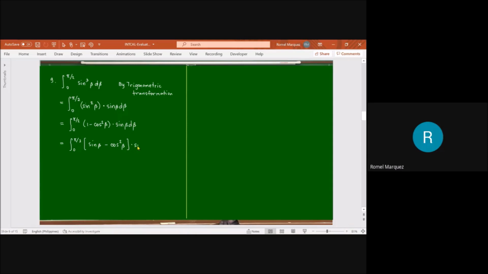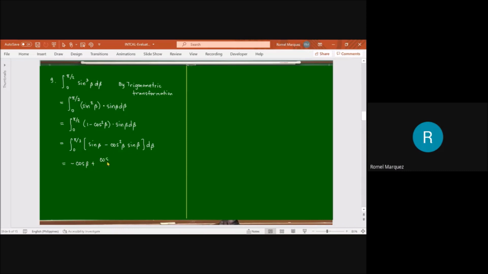And this is sine beta, then quantity d beta. What's the integral of sine beta? Negative cosine beta. The derivative of cosine is negative, so this negative is needed as part of the differential. So I will now have positive here.